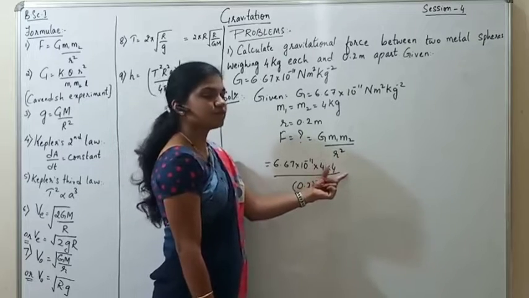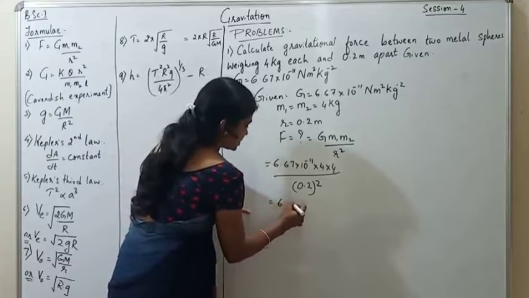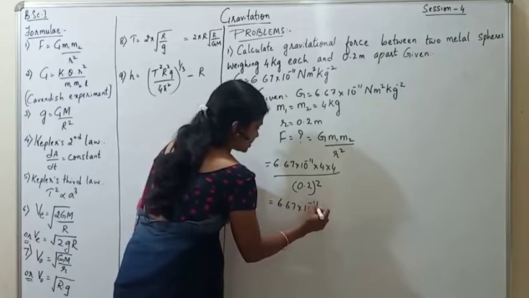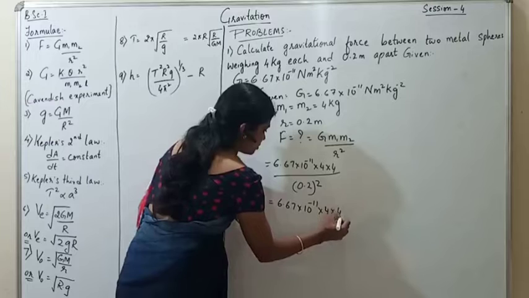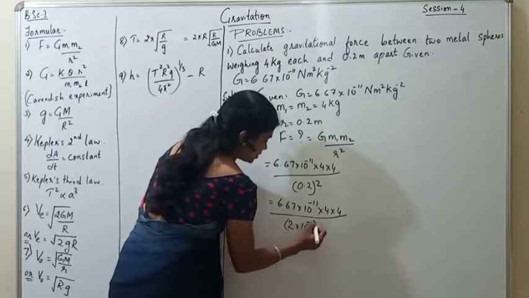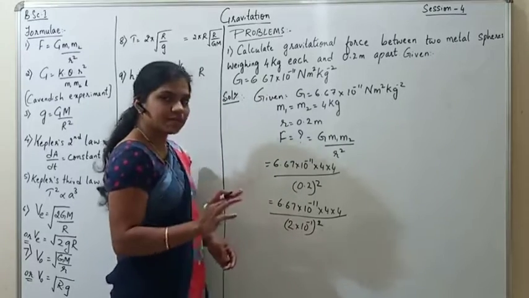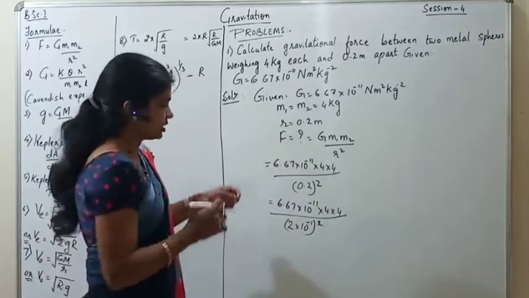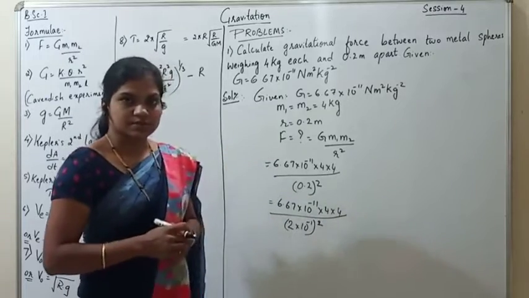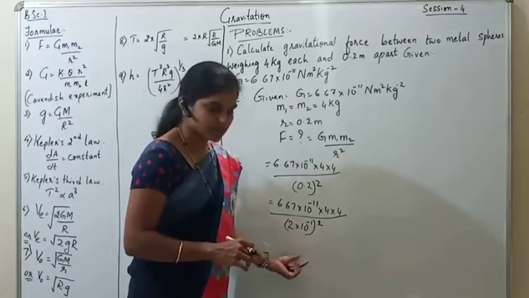And 1 4 and 1 4 gets cancelled. So I can write this as 6.67 into 10 raised to minus 11 into 4 divided by 2 into 10 raised to minus 1 the whole square. So 0.2 I can write it like this. If you have a calculator, you can directly put the values and simplify it. In case you don't have a calculator, you can follow this method.